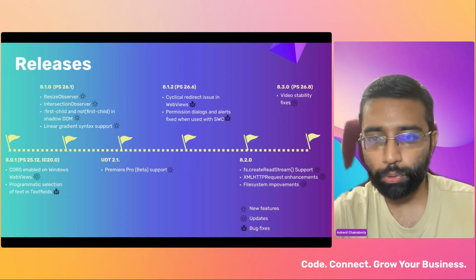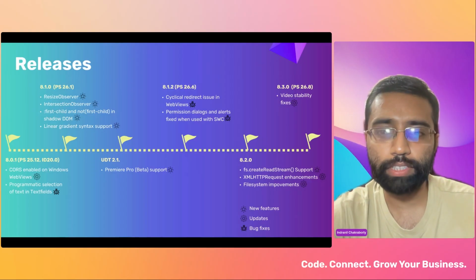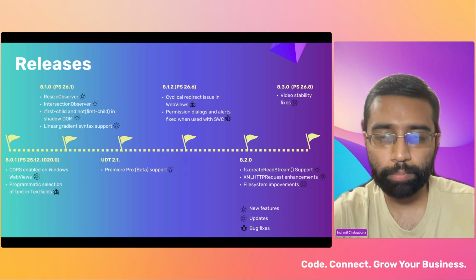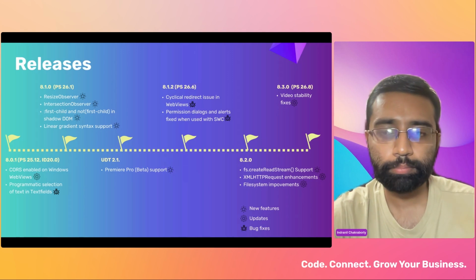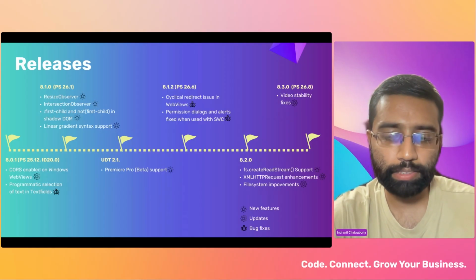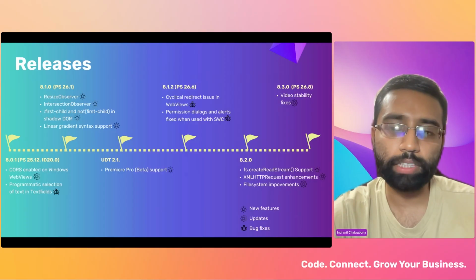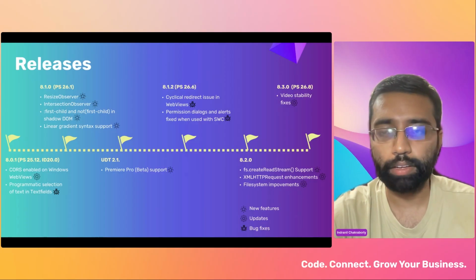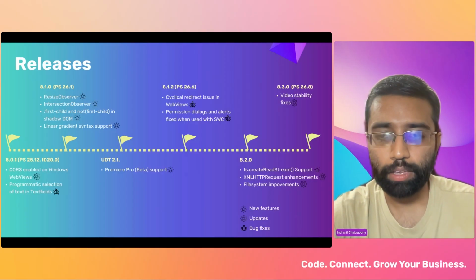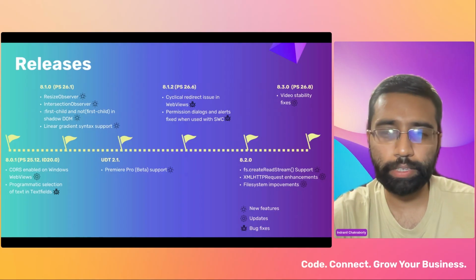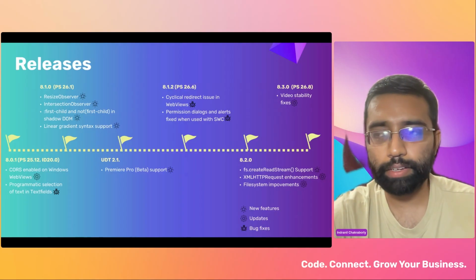Next, we released 8.2.0. This again had the big feature of supporting create read stream, which allows for reading large files in chunks, because currently, be it Node or UXP, we only support a max size limit of 2 GB that you can open a file. But with this create read stream support, you can open much larger files, read them in chunks, and then process those chunks.